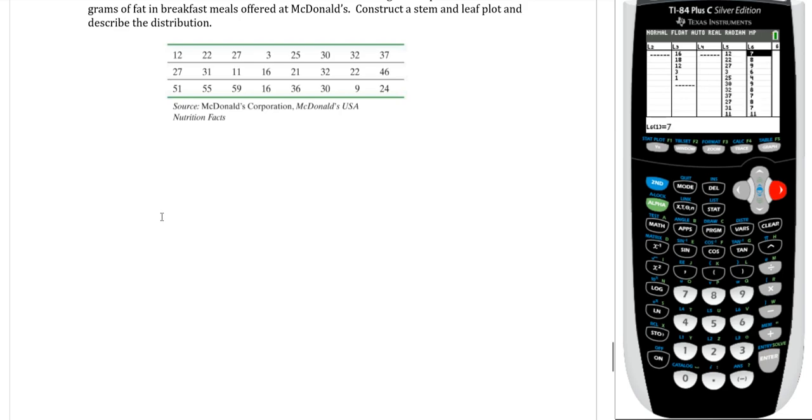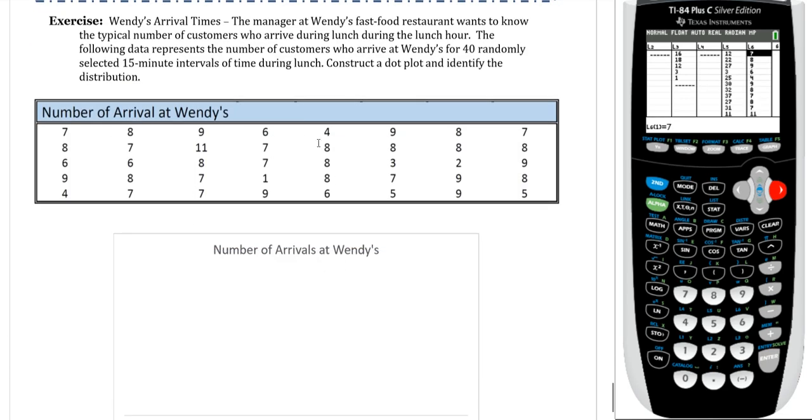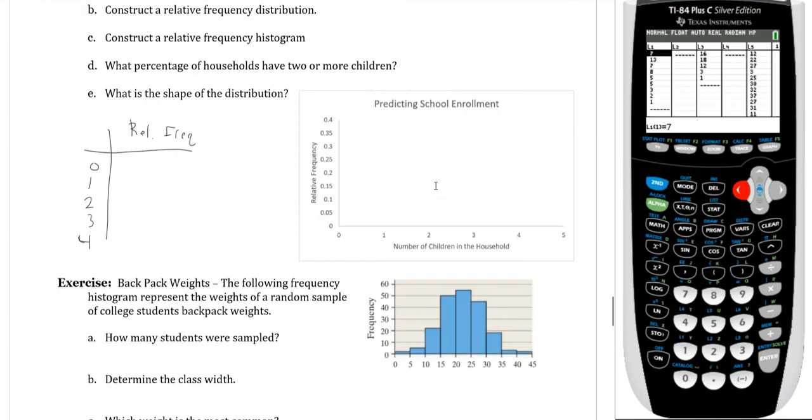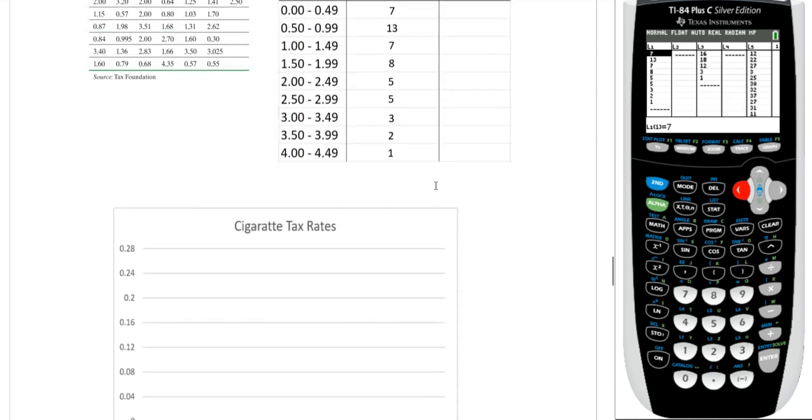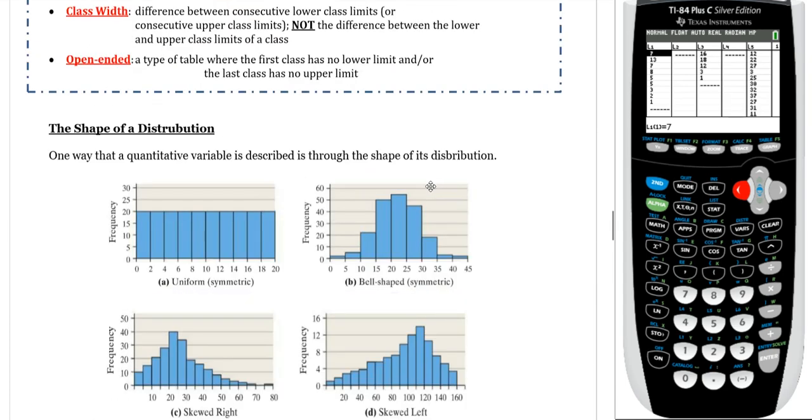And then for list 6, I have the table on page 9, the number of arrivals at Wendy's. I have those in list 6. If you want to get those done before the video continues, or you want to get them done as they come up, however you want, I recommend having those in so you can practice how to work with your calculator, because you are going to use that a lot in this class.